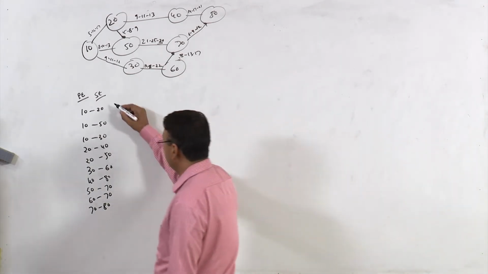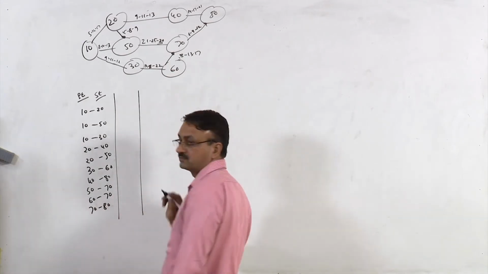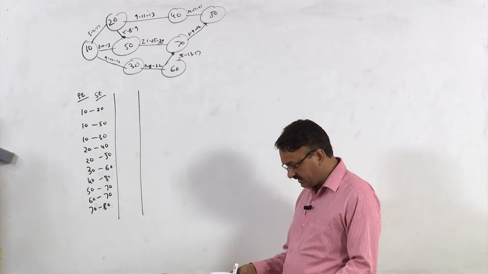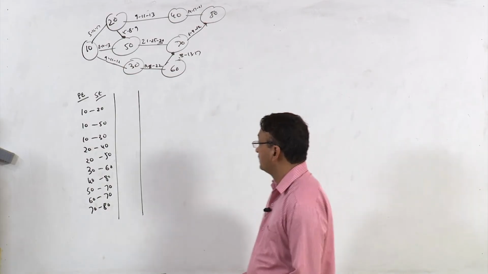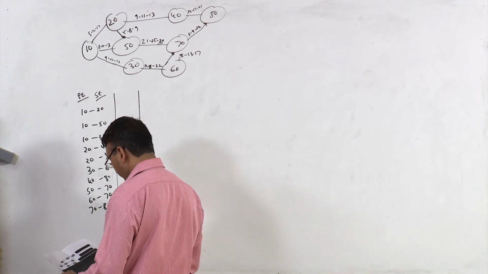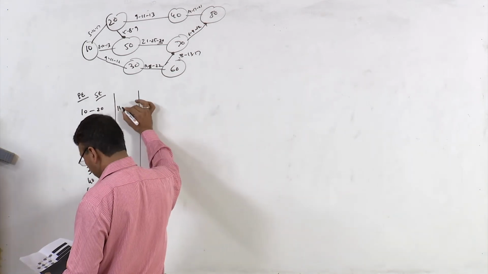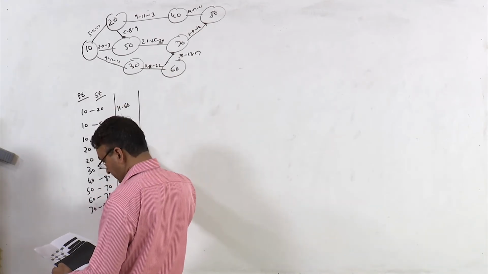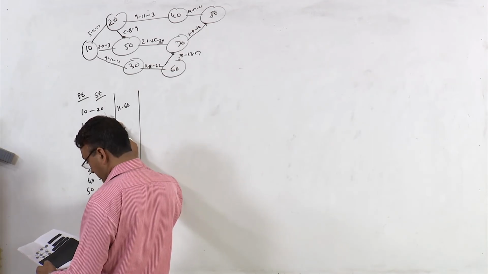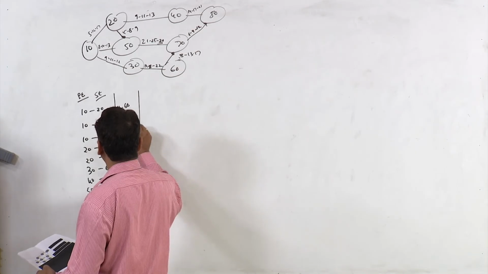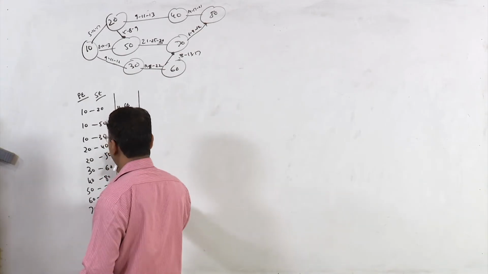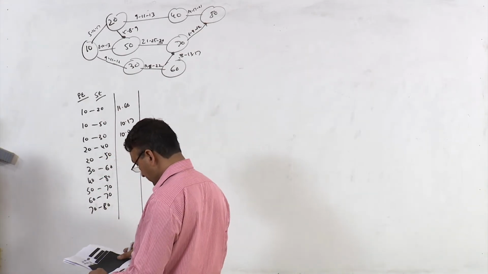Then you need to write down expected values, and for this you need to do calculation, right? So let me write TE values for all these events. So for 10 to 20 it is 11.66. For 10 to 50 it is 10.17, 10 to 30 it is 10.83, right? For 10 to 40 it is 11.